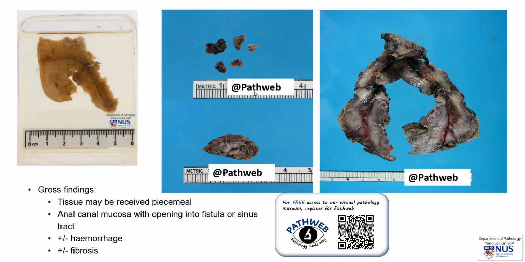Grossly, the tissue may be received piecemeal, so sometimes it can be difficult to appreciate the tract in the gross specimen. However, in intact specimens, we can usually see this tract. This one has some hemorrhage and also areas of this whitish fibrosis within the wall.